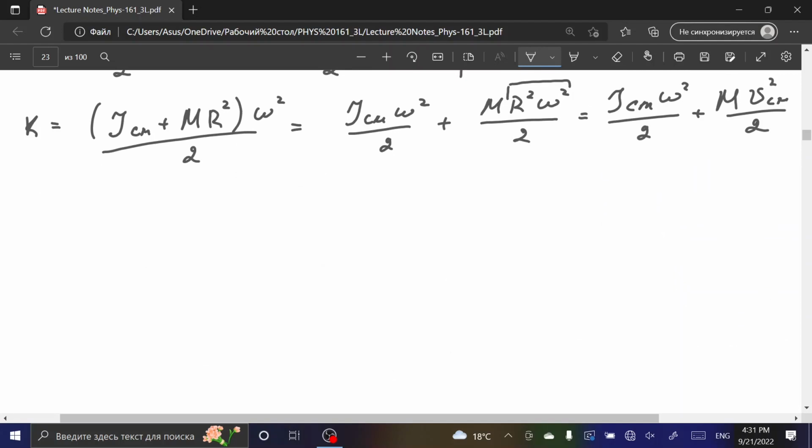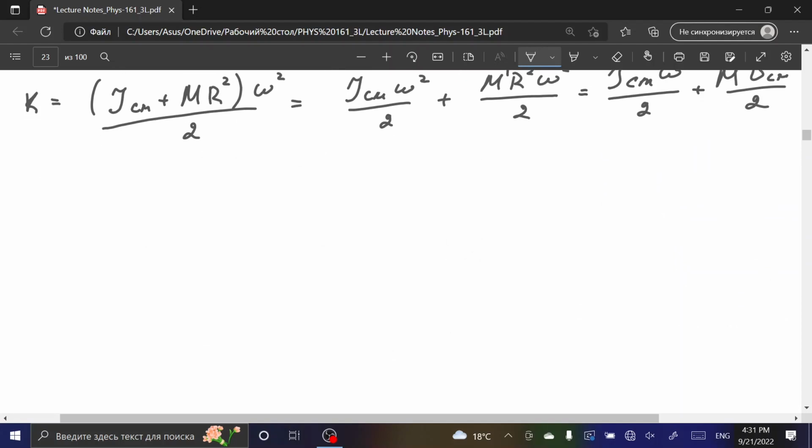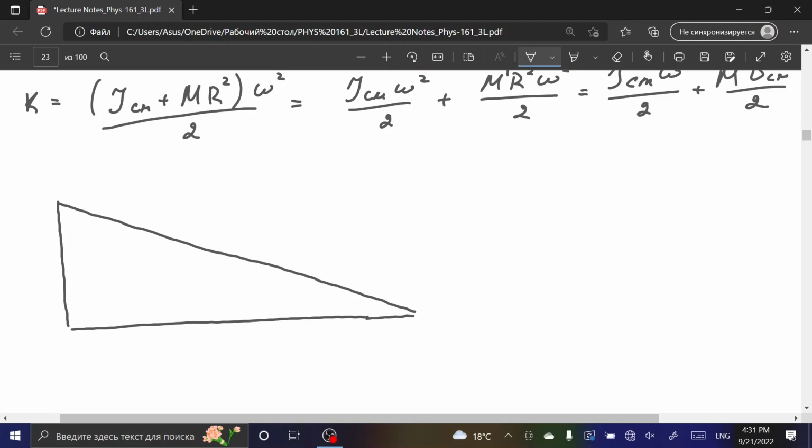So let us consider some example. We have an inclined plane at some angle theta. And here is some rigid object which can roll down over this inclined plane.